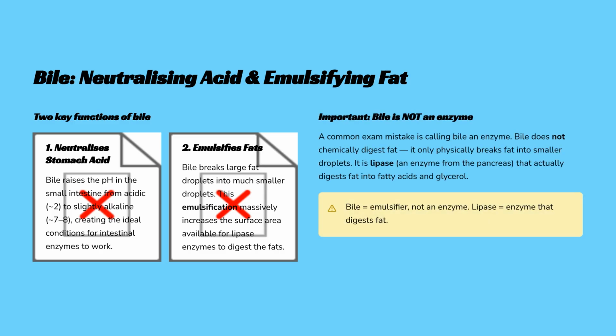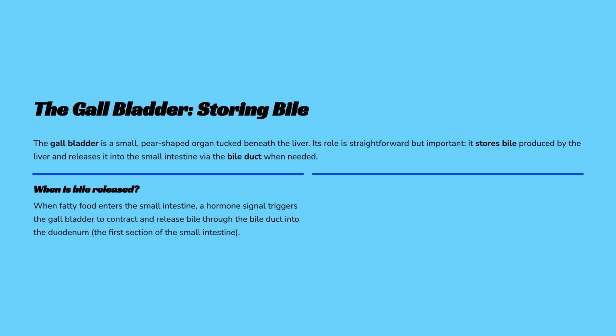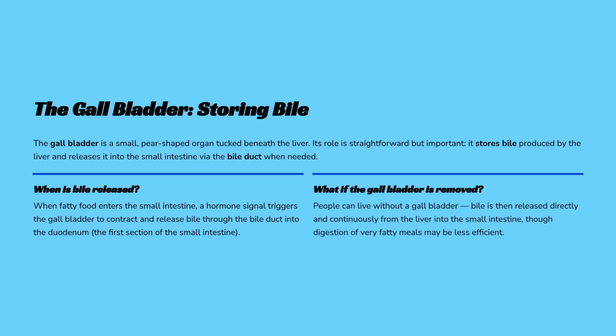Remember, bile is an emulsifier, not an enzyme. The gallbladder stores bile and releases it when fatty food enters the small intestine, triggered by a hormone signal. Even without a gallbladder, bile is released directly from the liver, although fat digestion might be less efficient.